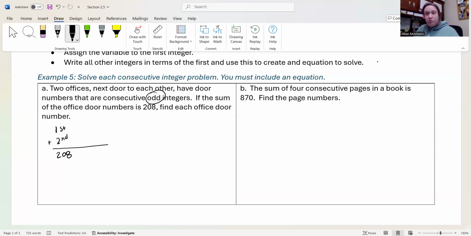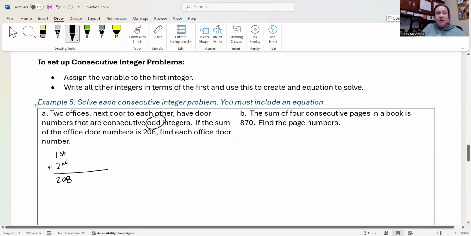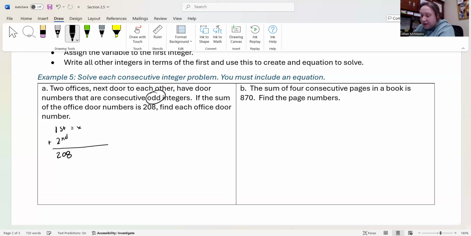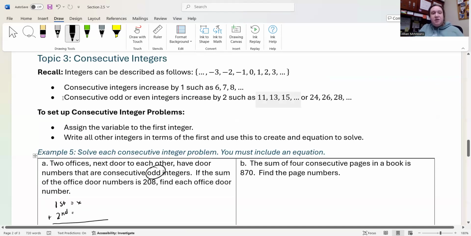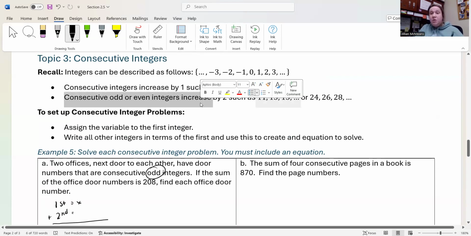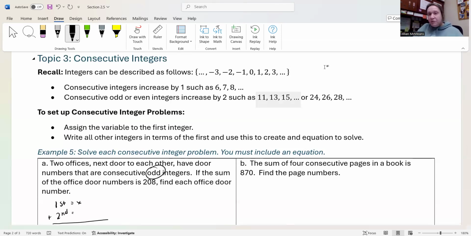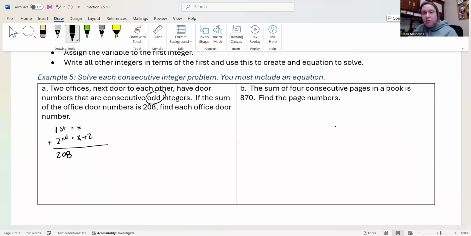Remember just a bit ago, let me scroll up so you can see it right here. We said assign the variable to the first integer. So I'm always just going to let my first integer be x. Also, prior to that, we said if you're dealing with consecutive odd or even integers, you always increase by 2. If I have an odd number, to get to the next odd number, I add 2. To get to the next odd number, I add 2 more, and so forth. So if my first odd integer is x, my second odd integer has to be x plus 2 more.